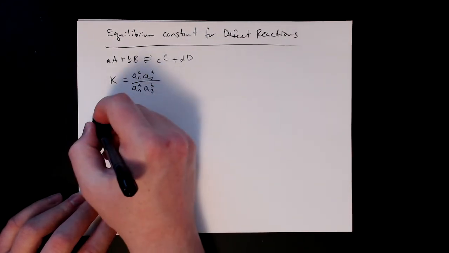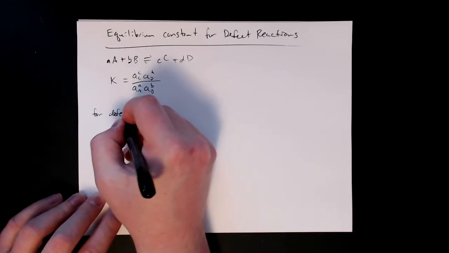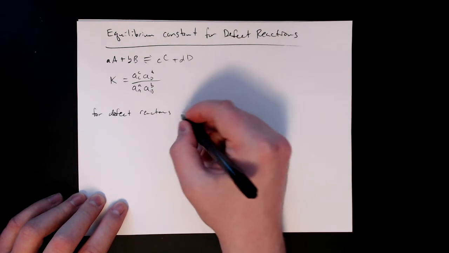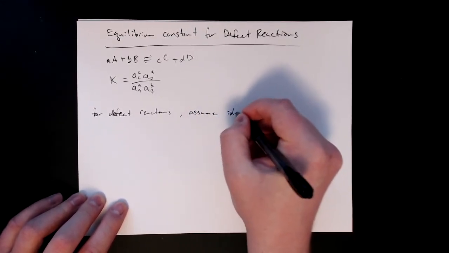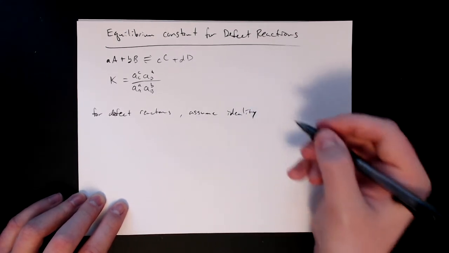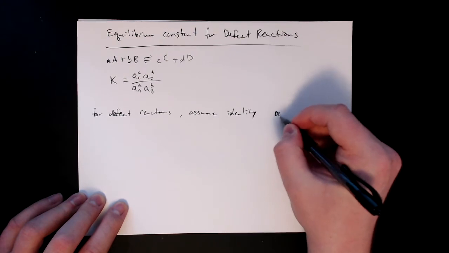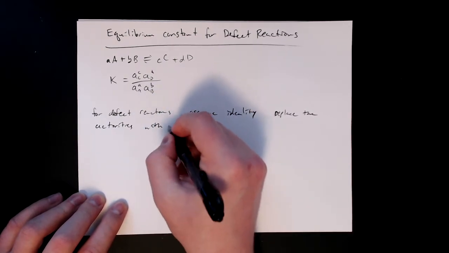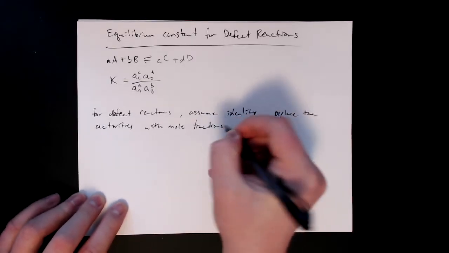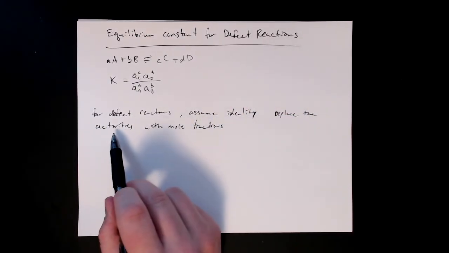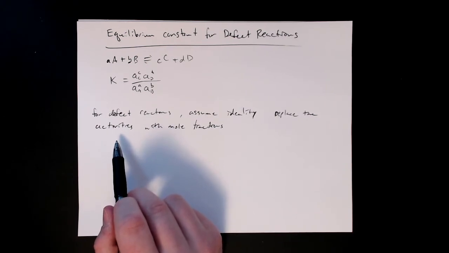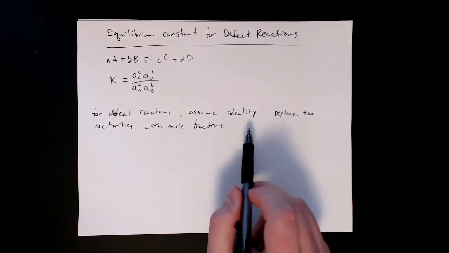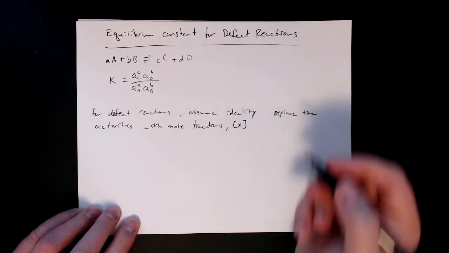So for our defect reactions, if we assume ideality, so if these reactions happen ideally, then we're going to replace the activities with mole fractions. So this is similar to our chemical reactions when we saw that the activity could be replaced with the concentration, right? This is basically the same assumption we're making, and that happened in the ideal cases. So we're going to replace it with the mole fractions.